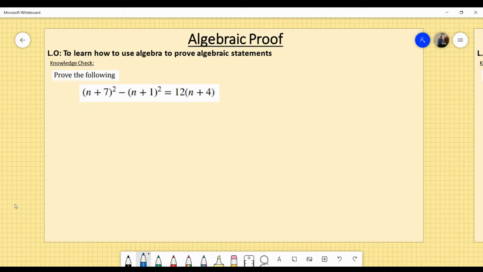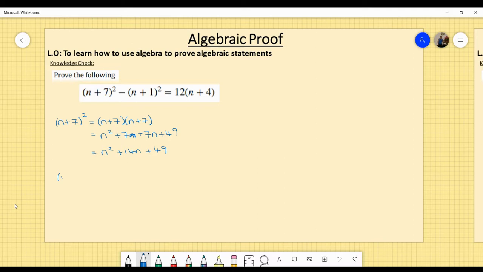Right, so with this one, we're just trying to prove a statement. Okay, so to be able to do this, we need to make sure that the left-hand side can be written in the form of the right-hand side. So the first thing we want to do is to expand our brackets. So we know we've got n plus 7 squared. If we remember, that's going to be the same bracket written out twice. So you need to make sure that you are expanding it correctly. That will then give me n squared plus 7n plus 7n plus 49, and then when we simplify that, we get n squared plus 14n plus 49.